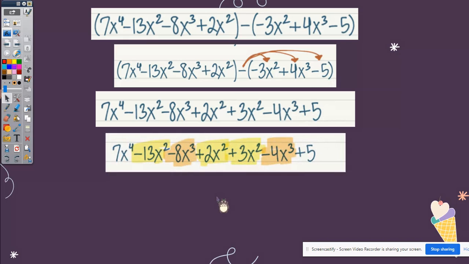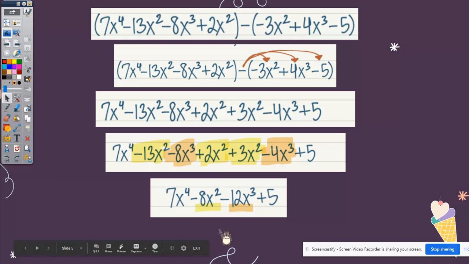Then you're ready to identify which terms you can combine. So in yellow, we have anything that is x squared, so degree of 2. So we can combine -13x squared with +2x squared and +3x squared. And the orange represents degree 3, so -8x cubed and -4x cubed. So if you combine all the terms, -13 plus 2 plus 3 is -8x squared. -8x to the 3rd power minus 4x to the 3rd power is -12.